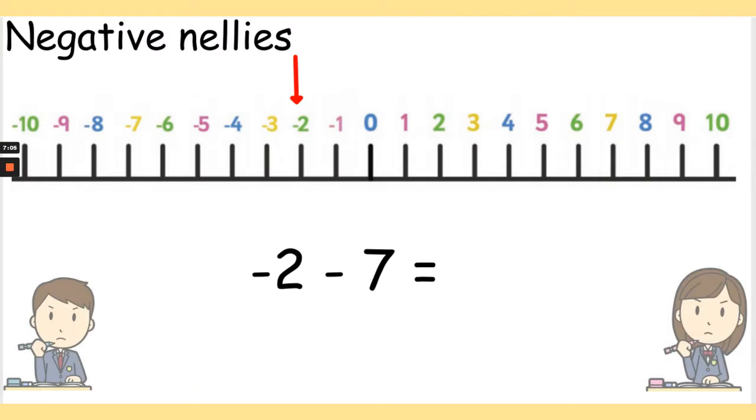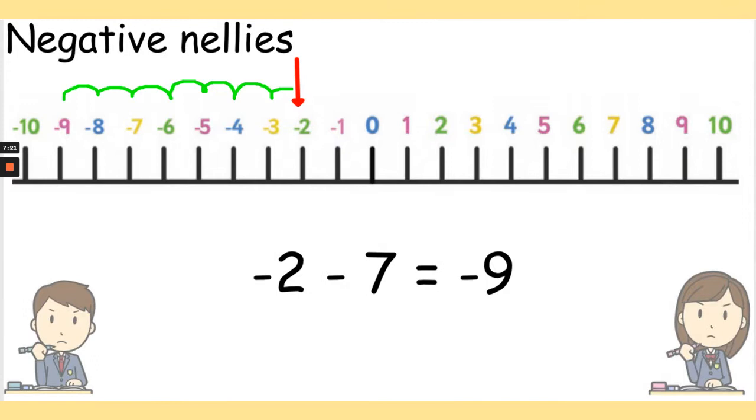Now we move on to Negative Nellies. So looking at this, we have -2 take away 7. Pause the video now to write your answer. Okay, let's check it. So starting at -2, let's count our jumps. 1, 2, 3, 4, 5, 6, 7. There's 7 jumps there, and -2 take away 7 brings us to -9. So -2 take away 7 gives us -9.